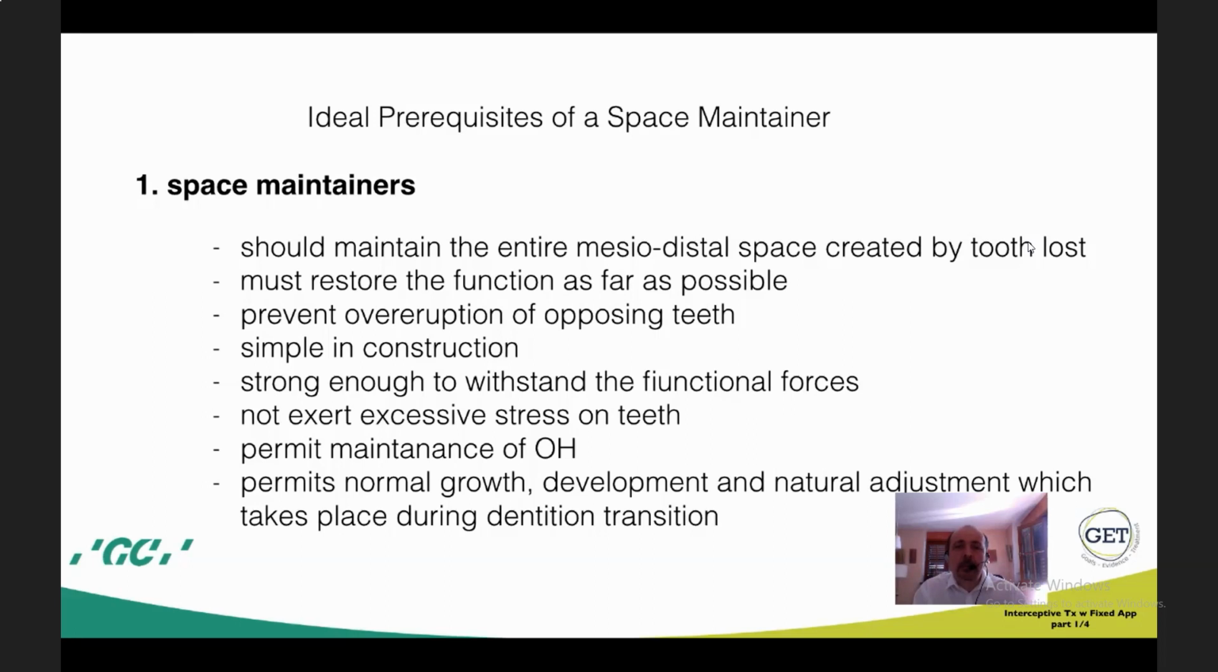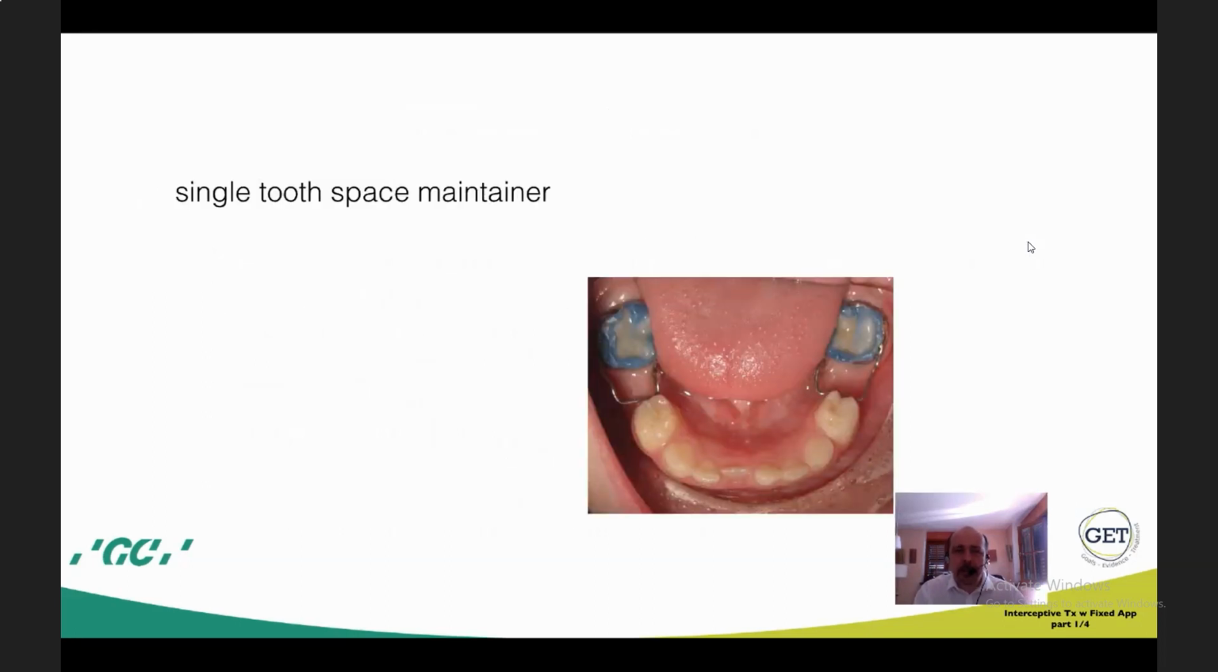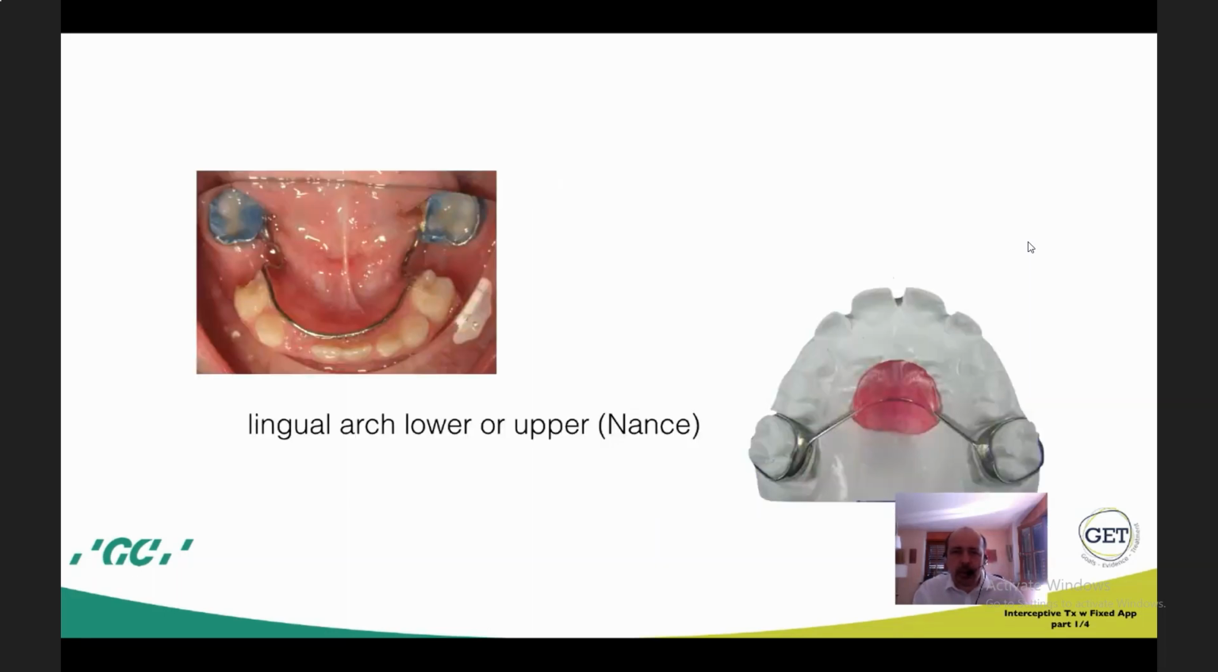I will show you some pictures. For example, these are single tooth space maintainers on both sides. Also, we can use a lingual arch, or in the upper we can use a Nance arch, in order to prevent drifting of the molars into the space of prematurely lost second deciduous molars.